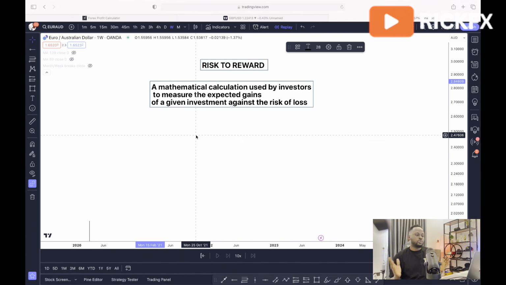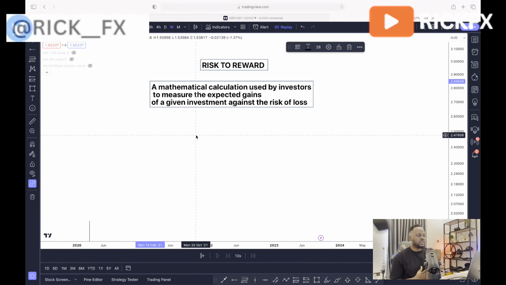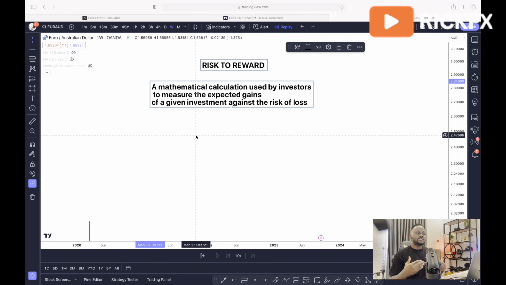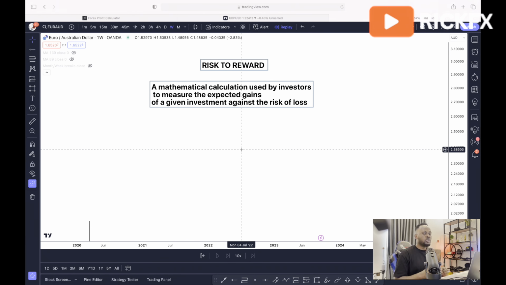So what is risk to reward? Basically, risk to reward is a mathematical calculation used by investors to measure the expected gains of a given investment against the risk of loss, right? As forex traders, we are speculators in this business and nothing is guaranteed. When you understand that trading is a matter of probabilities, you then understand the real importance of risk to reward and why it shouldn't be underrated, right? So this is the theoretical explanation of risk to reward.